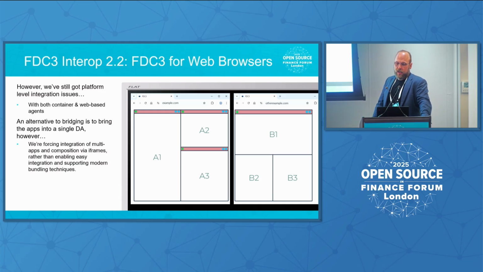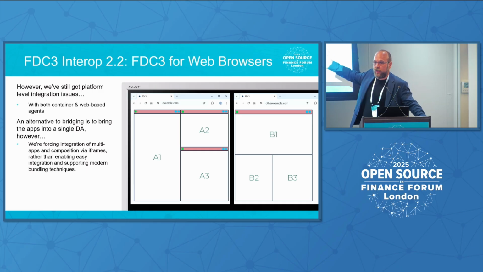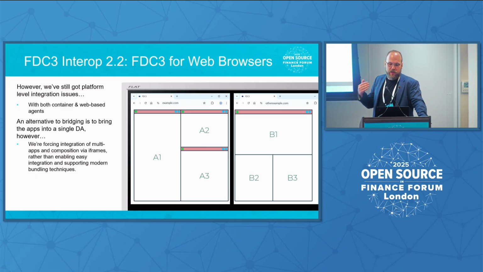So there is an alternative to bridging that came up in conversation during the FDC3 for the web meetings, which is to do with the fact that it's not usable at the moment because we are forcing a particular way of doing things in FDC3 for the web. So we are forcing the integration of multiple apps within one browser window to be a set of iframes. Rather than enabling some easy integration by other techniques, there are a variety of modern bundling techniques that can bring multiple web applications into a single window context to run, and Derek will tell you a bit more about that in a bit.